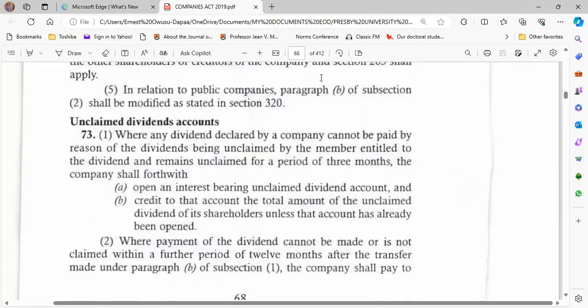Now, when it comes to public companies, as far as payment of dividends are concerned, we have a bit of a modification of the rules, especially if we look at section 320, right? Let's go to section 320 and come.